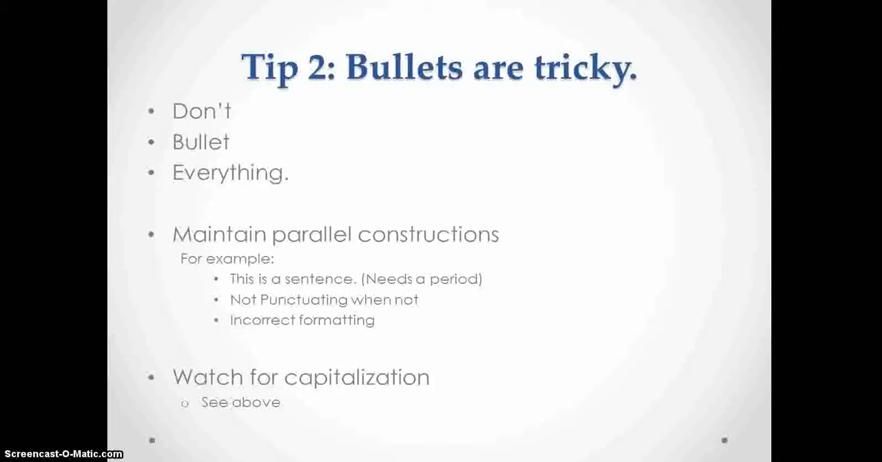So I have an example listed here. My first bullet is a sentence, therefore it needs a period. It needs punctuation. My second point is not a sentence, therefore no punctuation, but I also have a different sentence construction there. The first is a sentence, the second is not. And you'll notice my last bullet then is just a two-word point being made, a noun phrase.